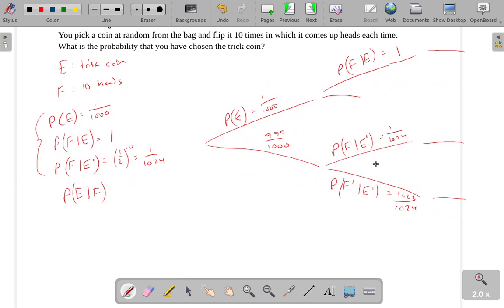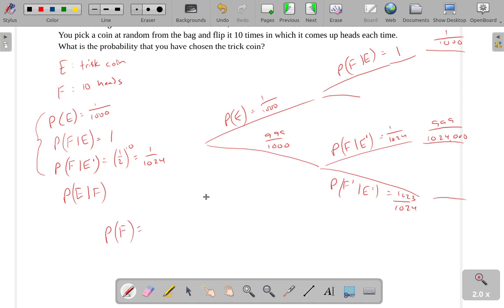What is the probability? We can actually figure out the probability of F, just in general. So not knowing anything about whether or not it's a trick coin, if we reach in there, grab a coin, and flip it 10 times in a row, what is the probability it comes up 10 times? Knowing that there is this trick coin in there, we may or may not have it, though. Well, let's see. 1 over 1,000 times 1 is 1 over 1,000. 999 over 1,000 times 1 over 1,024, that is 999 over 1,024,000. And this one, like I said, I'm not going to write that down unless I actually need it.